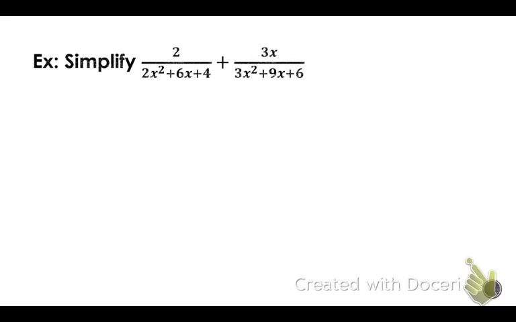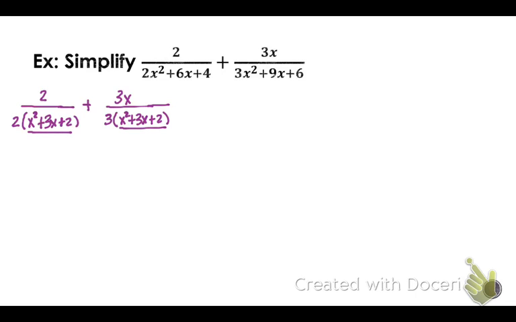We've done some with binomials in the denominator. Now let's look at trinomials. Remember, we need to factor the denominators. So I have 2 over, the greatest common factor here in the denominator is 2. I'm going to factor that out. I'm left with x squared plus 3x plus 2. On the right, I have 3x over, factoring out my greatest common factor of 3, I have x squared plus 3x plus 2. We need a common denominator.